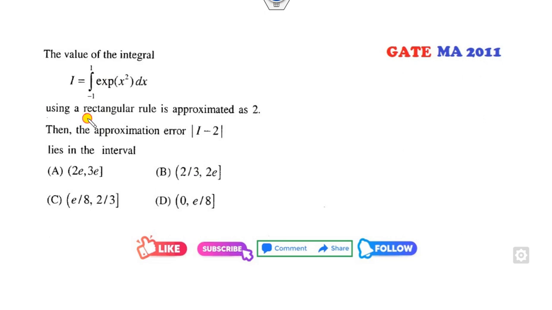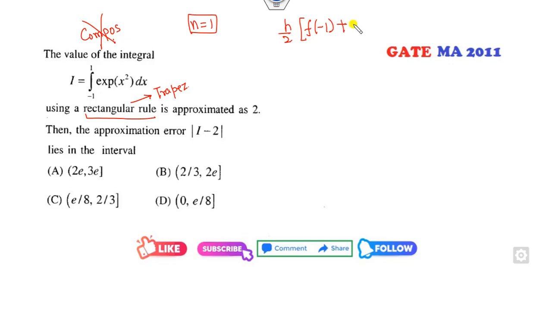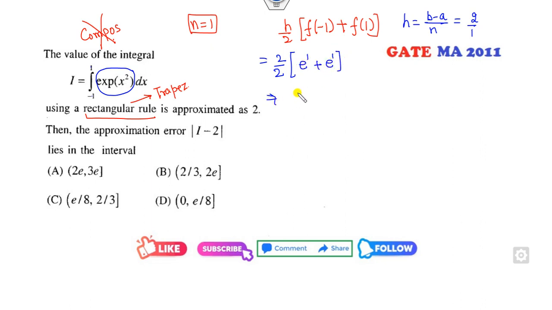Okay, again it's a rectangular rule. Rectangular rule means it is a trapezoidal rule. Again check whether the word composite is given to you in the statement. No, so you can cross it. You can simply choose n as 1. The formula is h over 2 times f of the lower limit plus f of the upper limit. What is the value of h? n is 1, b minus a. So b is 1, a is minus 1, so 2 over 1. So h is 2. What is f of minus 1? It is e raised to power 1. So I is basically 2e.